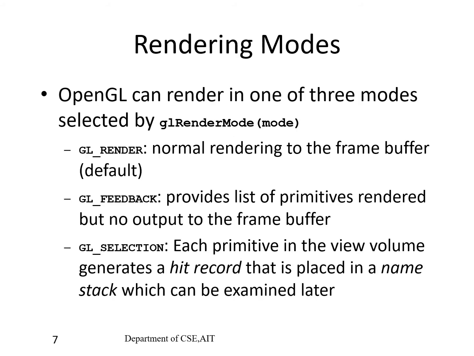So these are the rendering modes we can have: GL render, GL select, and GL feedback. GL feedback just produces the list of the primitives which will be rendered, but no output on the frame buffer. So this aspect we are not going to discuss. The other two we are going to discuss along with some supporting APIs.